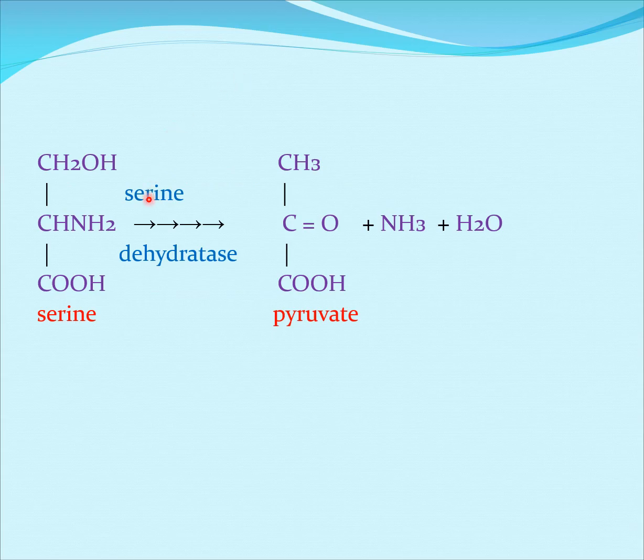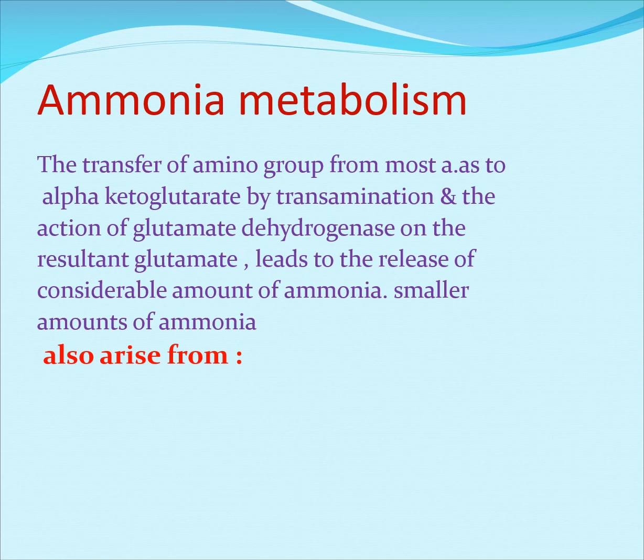The enzyme serine dehydratase converts serine directly into pyruvate without the need of transamination, with the direct production of ammonia, and it's called dehydratase, not dehydrogenase, so it does not require the presence of oxygen. Now, in both oxidative and non-oxidative deamination, there was liberation of ammonia.